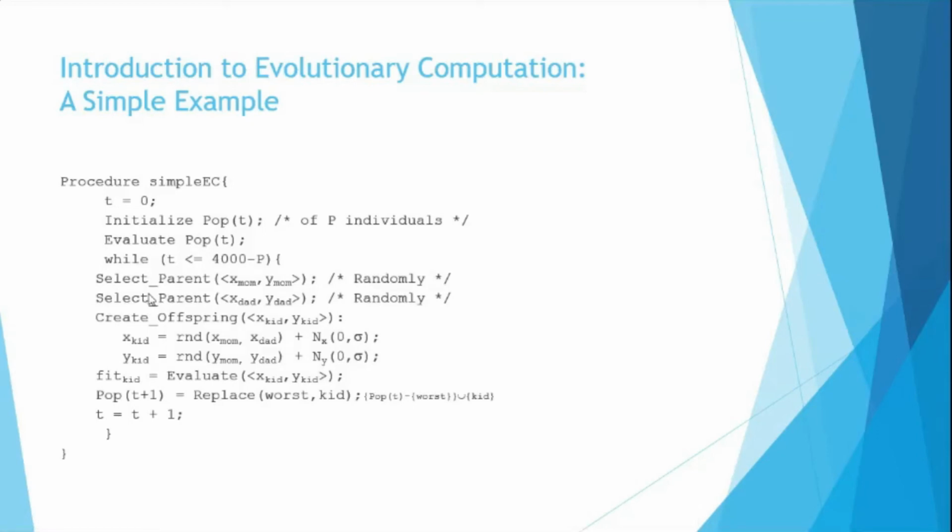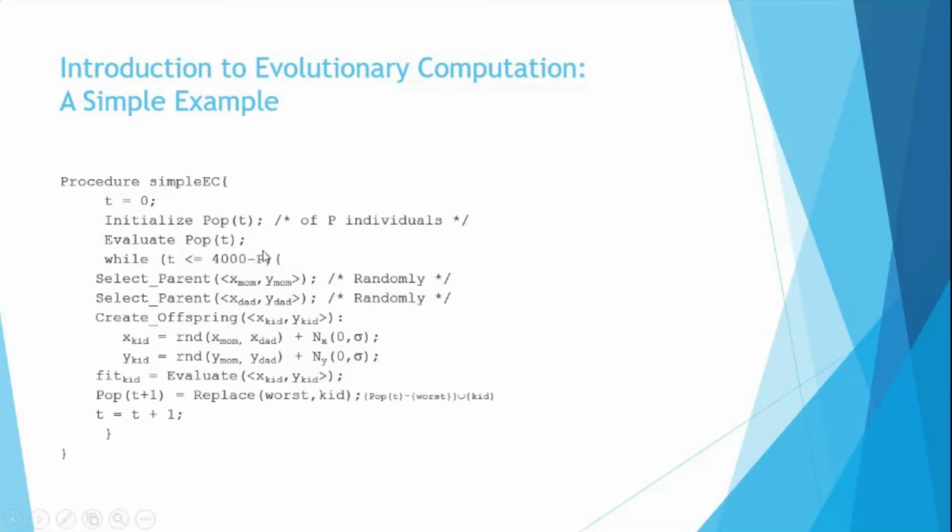That is, it is considered to be most fit if the fitness function value is higher in this case, since it is a maximization problem. If the fitness function evaluates to a larger value, that is considered a better fit individual. So then, while we consider t less than or equal to 4000 minus p.